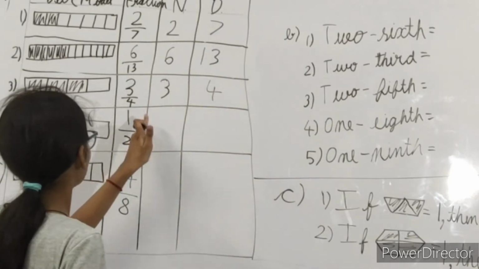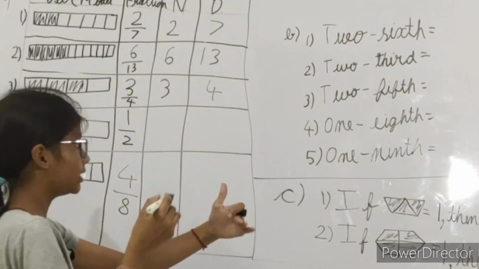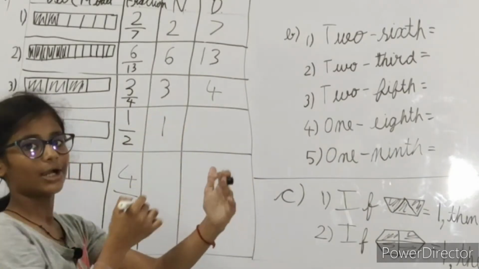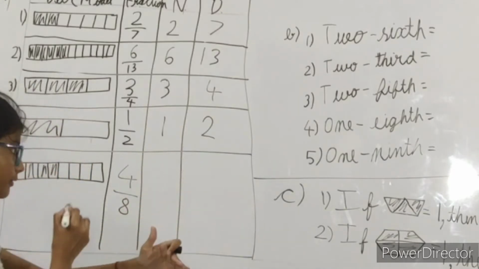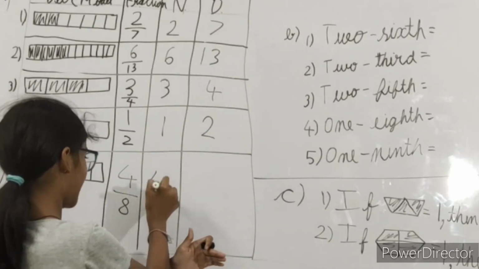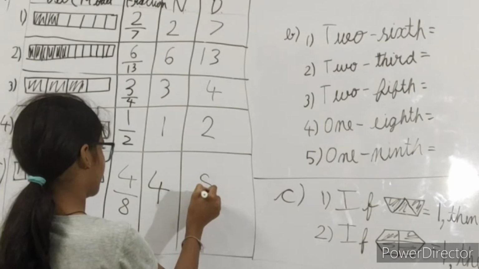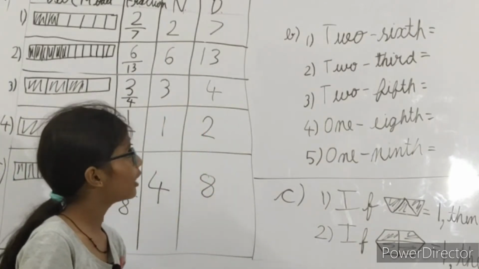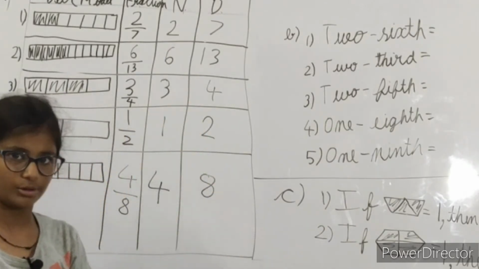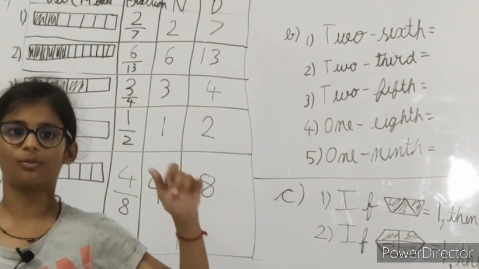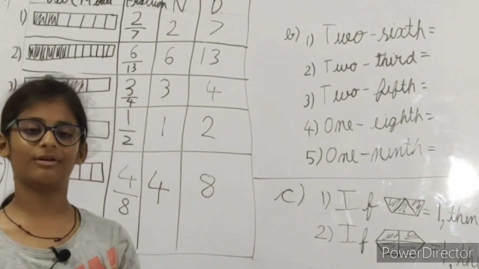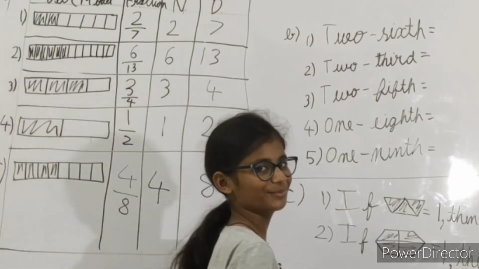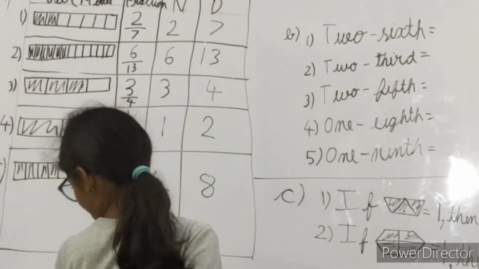Okay, here 1 is above the line, so it is N, and 2 is below, so it is D. 4 is above, so it is N, and 8 is below, so it is D. Now for that I am giving you a little bit more time. 5 seconds, I will count till 5: 1, 2, 3, 4 and 5. That's it. I gave you a lot of time. Right, now see.